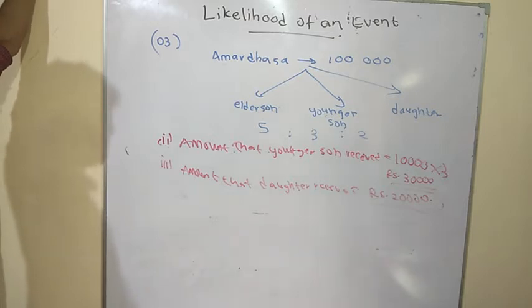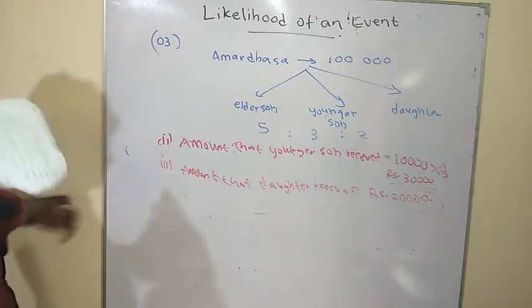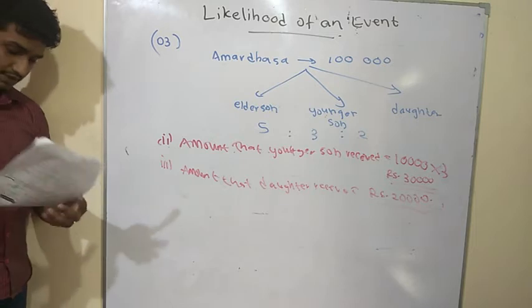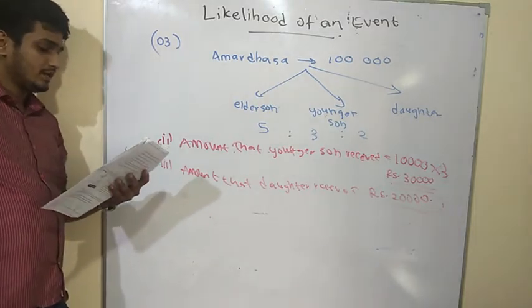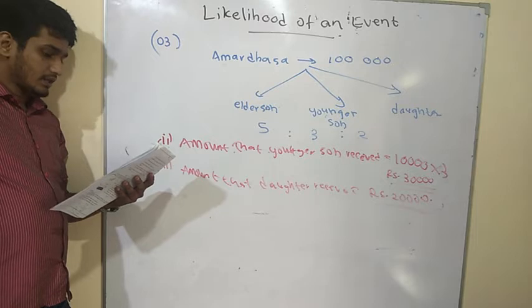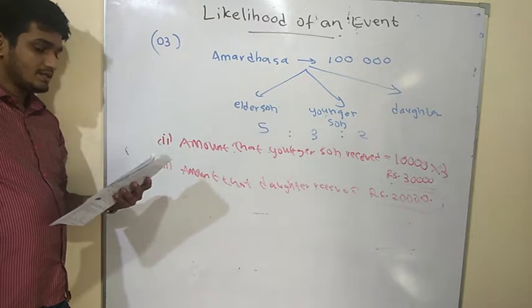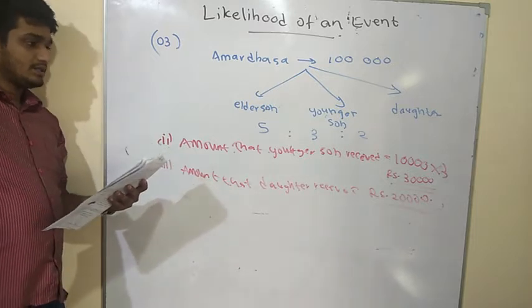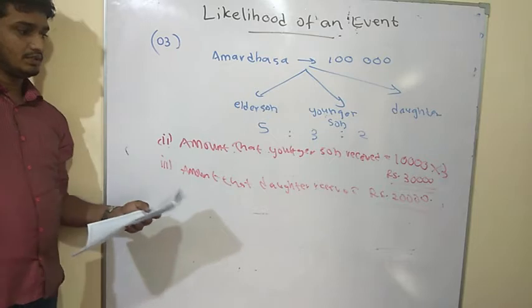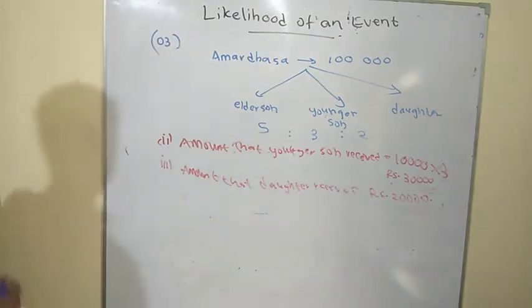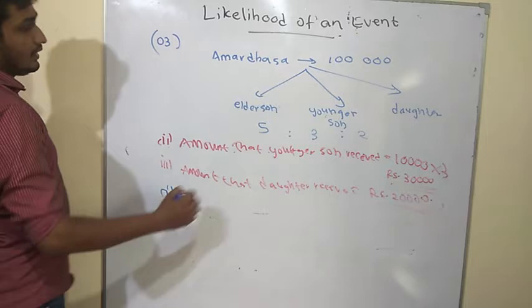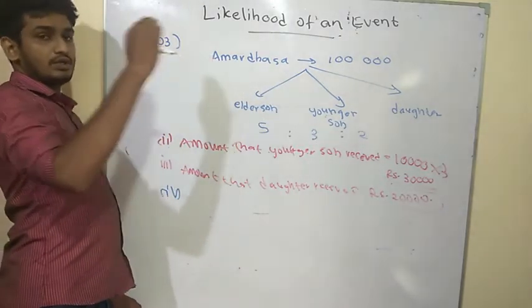Right. I think now you can understand this question well. We are moving to part 4, very easy one. How much more money did the elder son receive than the daughter? The elder son received 50,000 rupees. The daughter received 20,000 rupees.